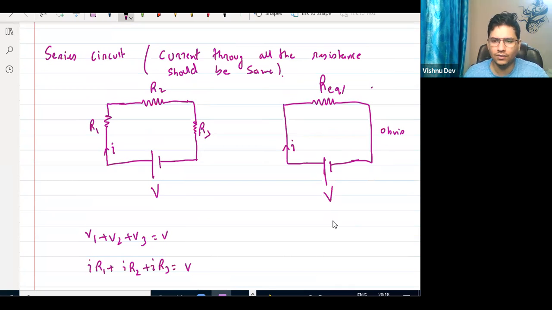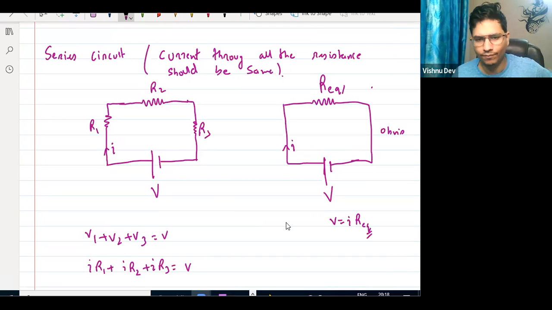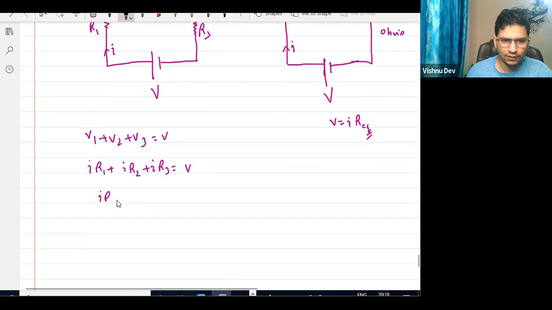So in this, can I say V is equal to I into R equivalent, using Ohm's law over here? Yes or no? Raise your hand. Does everyone understand this? Everyone is getting this. Very good, Bindu, Vihan, Kartikeya. We should add R1, R2, and R3, exactly right. We are proving it. So it is I into R equivalent.